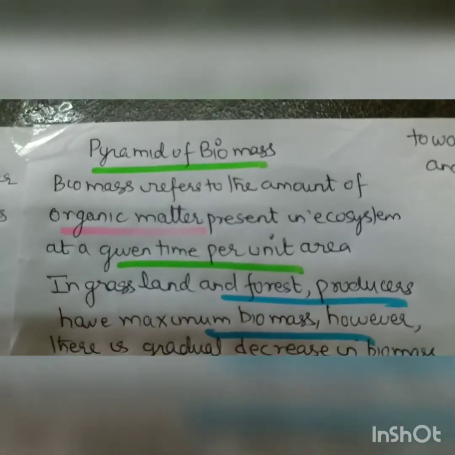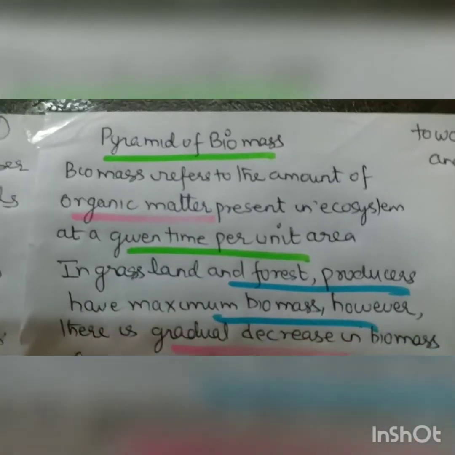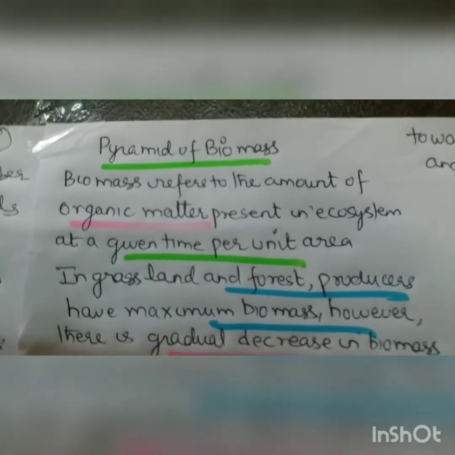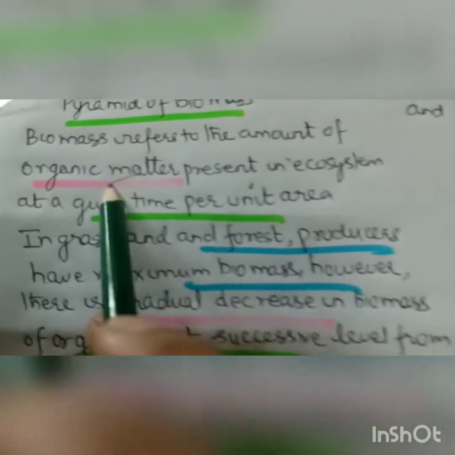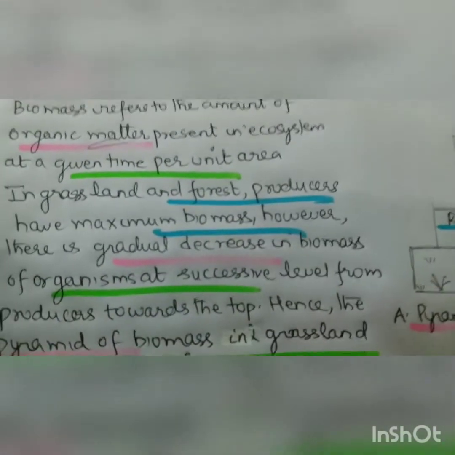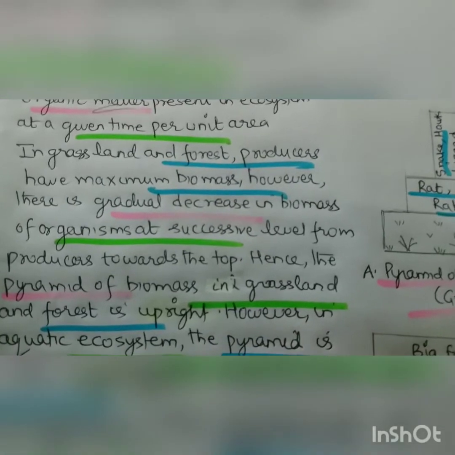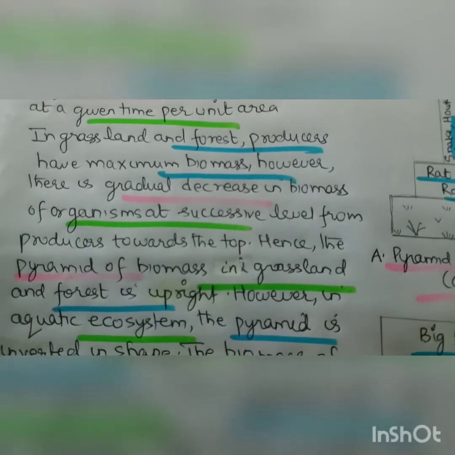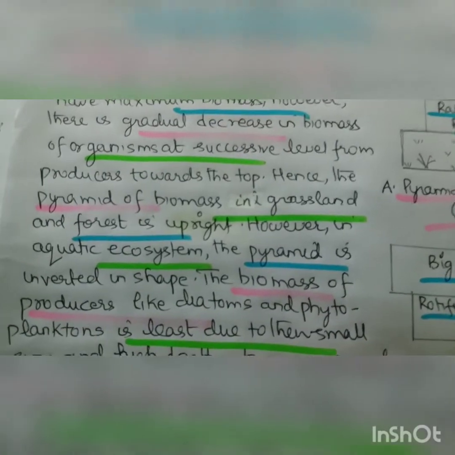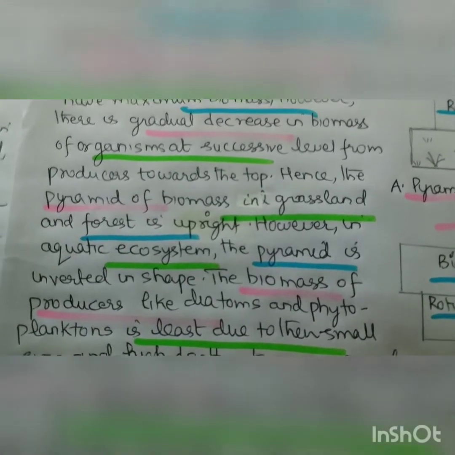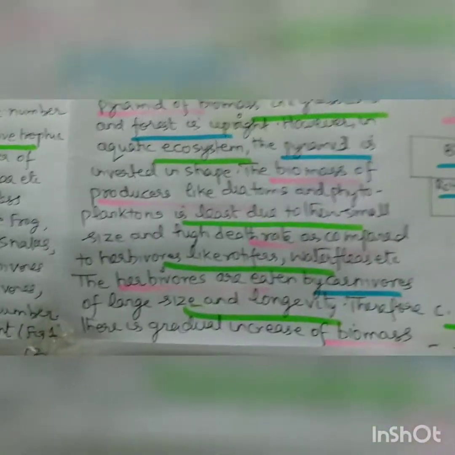So now we are coming to the next, the second type, that is the pyramid of biomass. Biomass refers to the amount of organic matter present in the ecosystem at a given time per unit area. But you will see that basically the word organic matter is used instead of number. In grassland and forest, producers have maximum biomass. However, there is a gradual decrease in biomass of organisms at successive levels from producers towards the top. Hence, the pyramid of biomass in grassland and forest is upright.